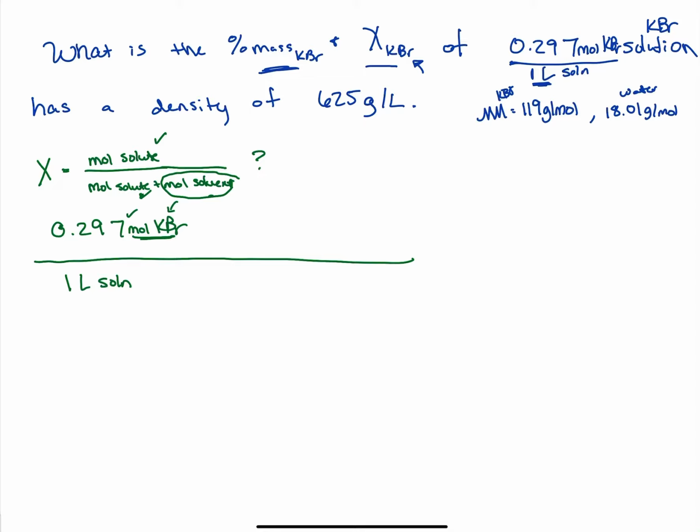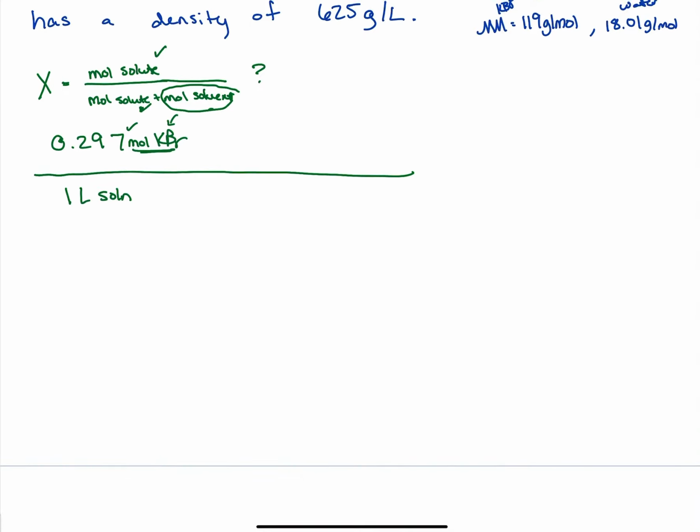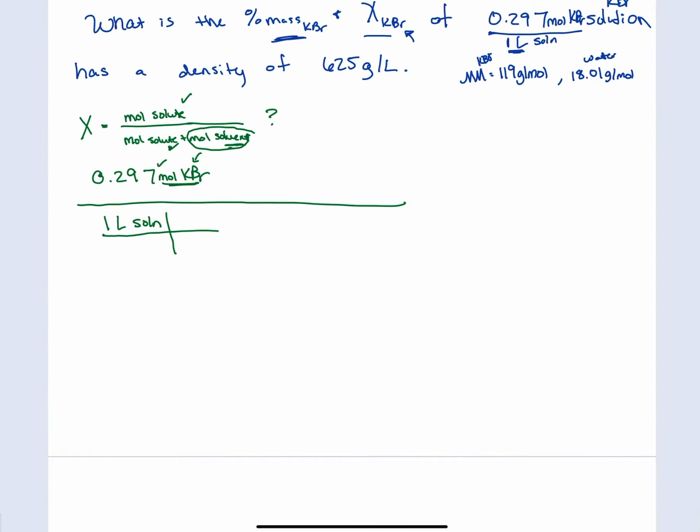So I'm going to have to do a little work to get to solvent. Anytime you have to get to something like that, it's going to involve addition or subtraction or something. So right now I've got liters of solution. I need to get that out of solution so that I can get it into solvent, so that I can get my missing piece. So I'm going to take my liters of solution and I'm going to use my density, 625 grams in 1 liter of solution.